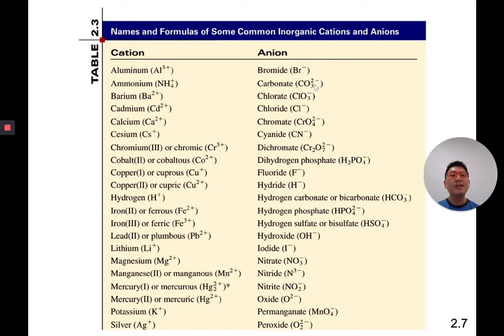CO3, 2 minus. The entire CO3, this is not 3 negative 2s. The entire CO3 has gained 2 extra electrons. The entire molecule, or polyatomic ion, has a -2 charge. Chlorate ion, ClO3, the entire thing has gained 1 electron. Chromate, CrO4, the entire thing gained 2 electrons. Down here, nitrate, NO3, the entire thing gains 1 electron.